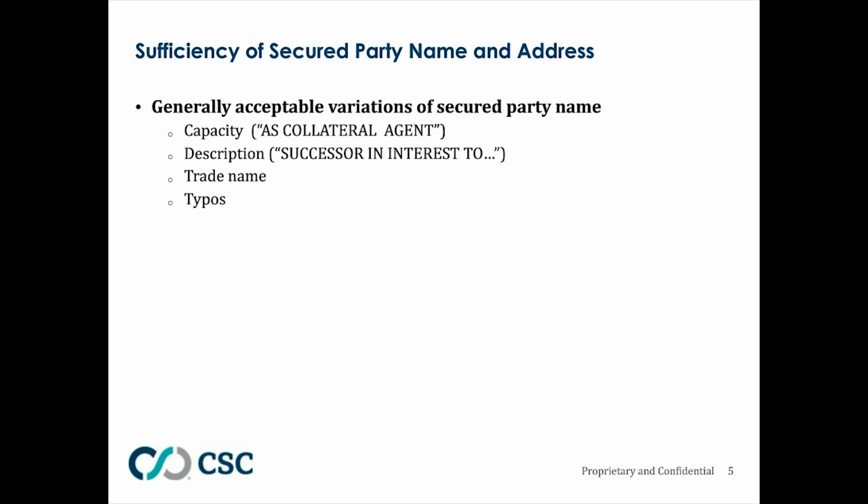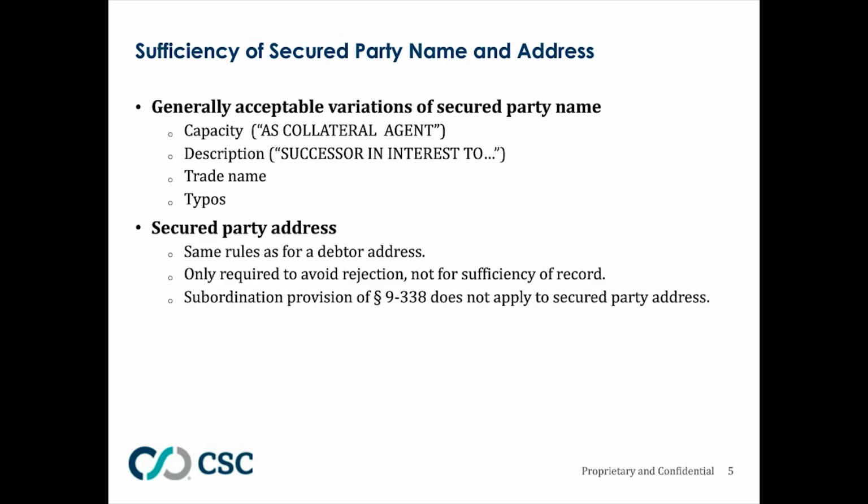When it comes to the secured party address, the rules are pretty much identical to that for a debtor address. It's only required so that the filing office does not reject the record. It is not there for the sufficiency of the record. If it was filed without a secured party name, the record would still be effective. The subordination issue I talked about for debtor addresses doesn't apply to the secured party address. It is generally a good idea to provide a correct secured party address, however, because that's what people are entitled to use as the address for sending notices to which the secured party is entitled under Article 9.